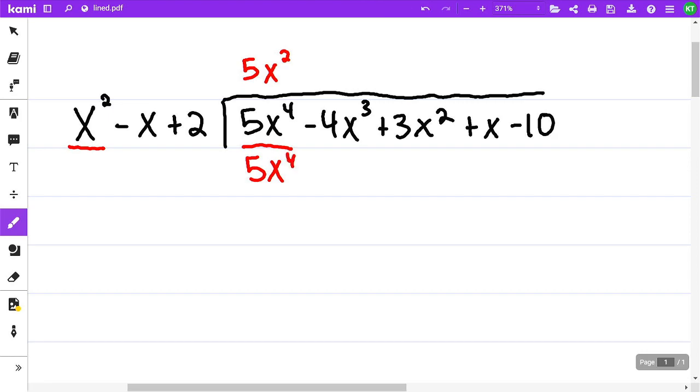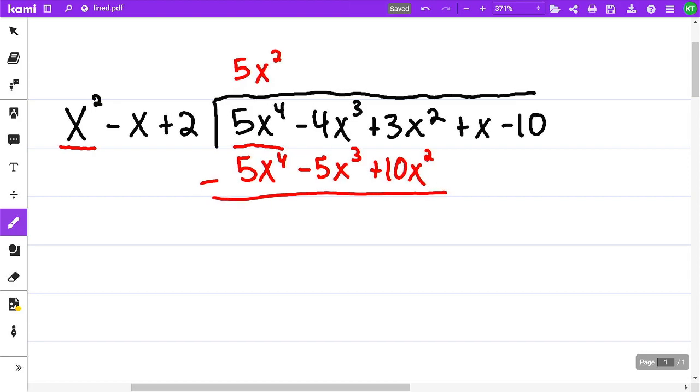5x to the power of 4. Then this 5x squared is going to multiply by negative x. So minus 5x cubed. And then multiply that by the 2 as well to give me plus 10x squared. Then we're going to subtract. Those things are going to equal 0.